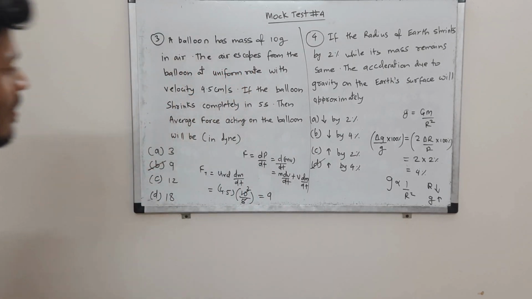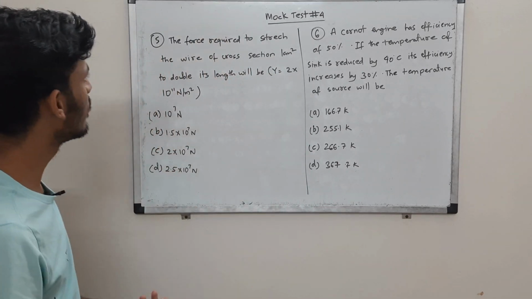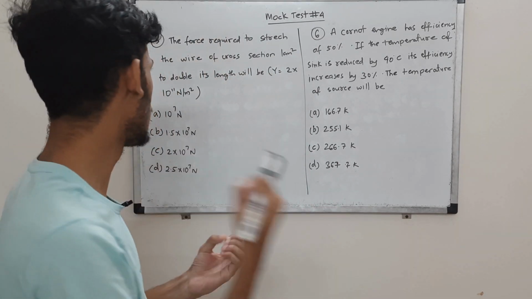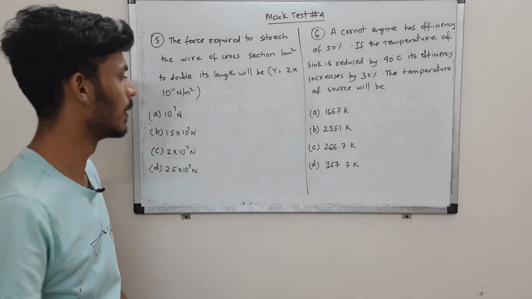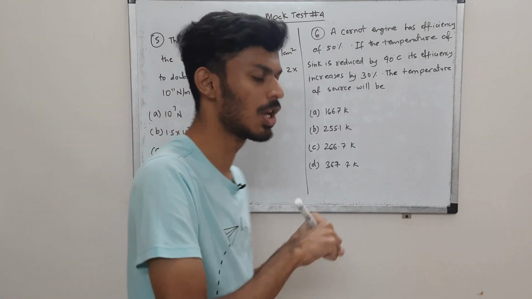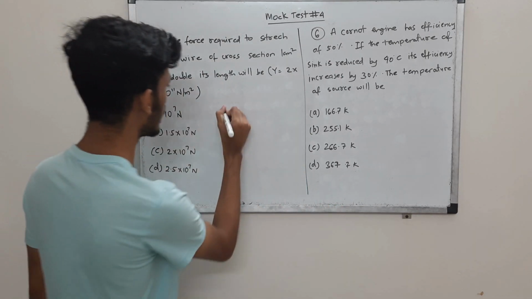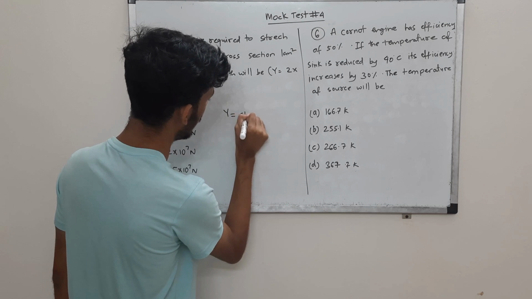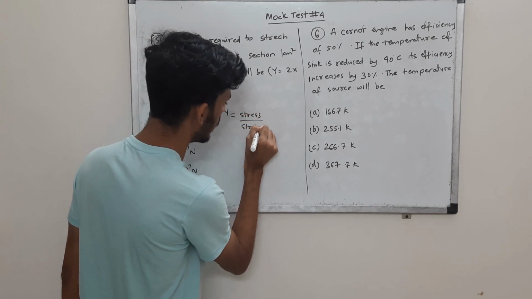So that's from this question. Over to the next question. Now time for questions 5 and 6. In question 5, we are asked for the force required to stretch the wire of this cross section to double its length. Okay, so we are supposed to tell what will be the force to stretch a wire to twice its length. Young's modulus of the wire is given. So Young's modulus is basically stress by strain, right? Stress is force per unit area. So from there you can find it.